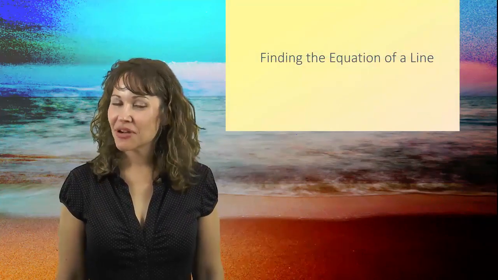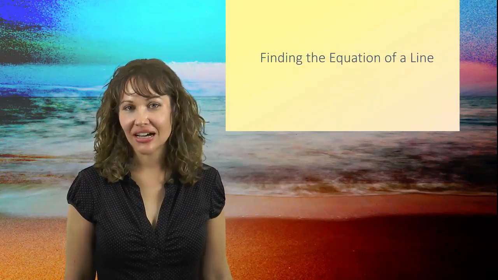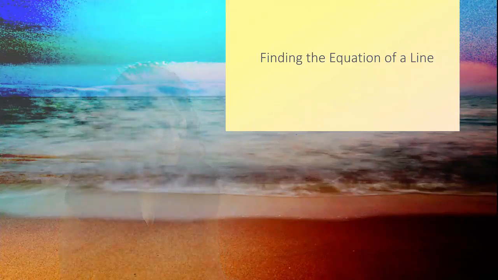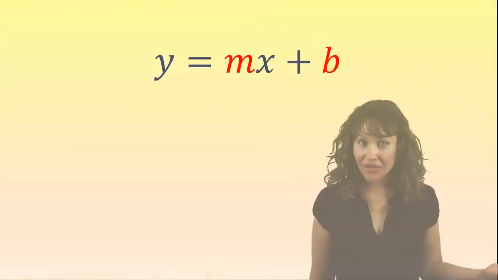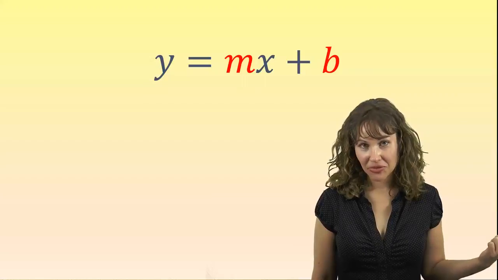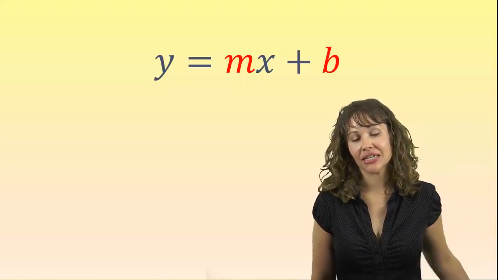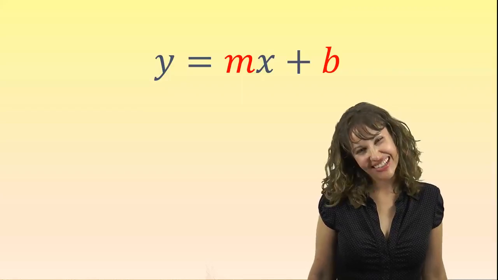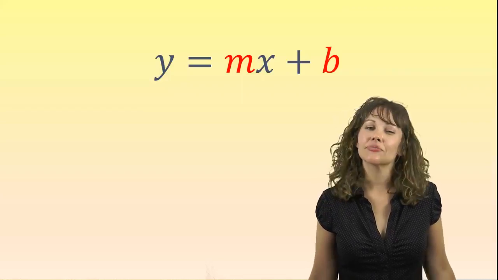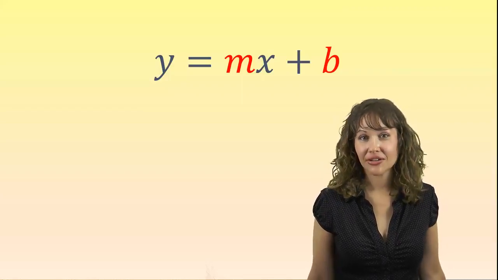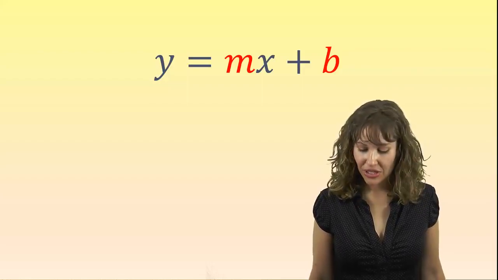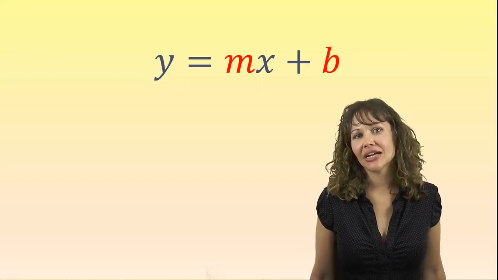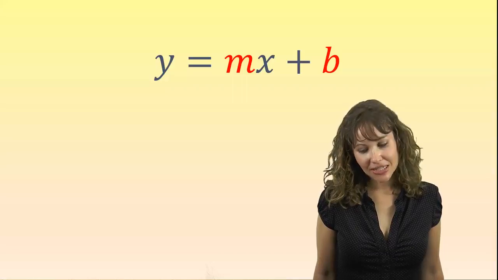This lesson is about finding the equation of a line, another one of my favorite topics. We have to remember the slope-intercept form of a line, y equals mx plus b. That is where you're going to start every problem like this. And it's also how it's going to end unless the problem specifically asks you to put it in general form, which they usually don't. So every problem, start by writing down y equals mx plus b.